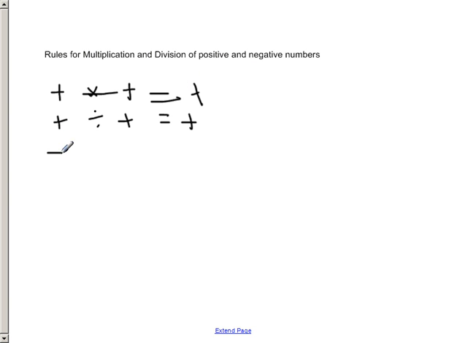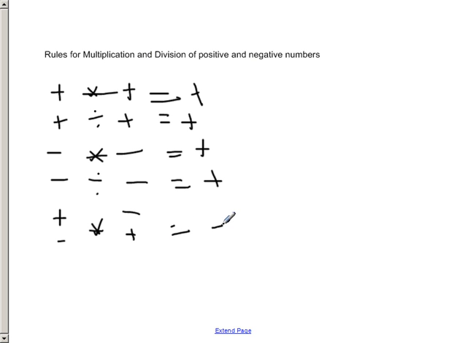A negative number times a negative number equals a positive number. A negative number divided by a negative number equals a positive number. A positive or negative number times a negative or positive number equals a negative, and positive or negative divided by negative or positive equals a negative number.